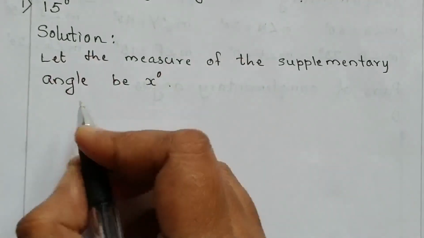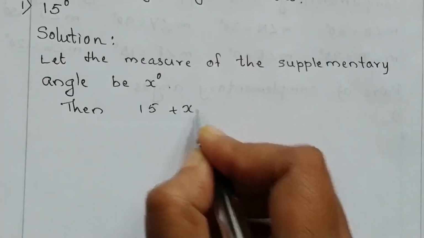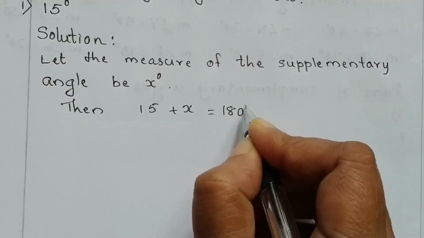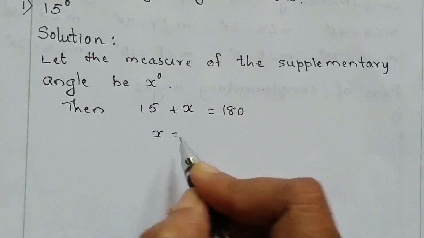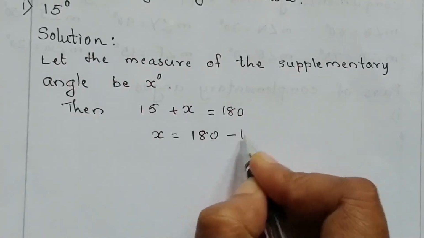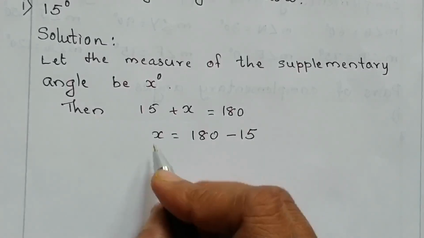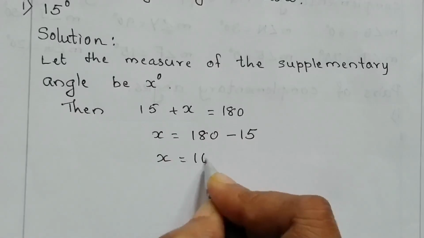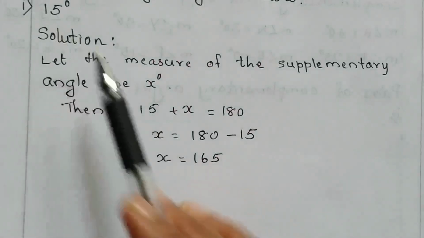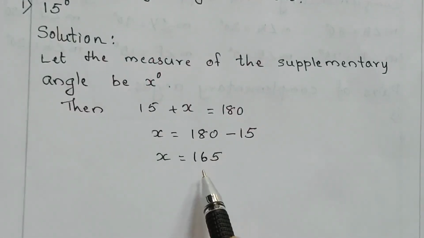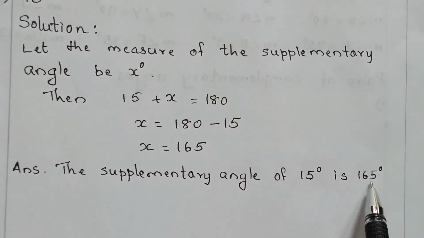So what can we write? Then 15 plus x is equal to 180 degree. Why? Because they are supplementary. So x becomes 180 minus 15. 180 minus 15 is 165. So x is equal to 165. So the measure of the supplementary angle of 15 degree is 165 degree.